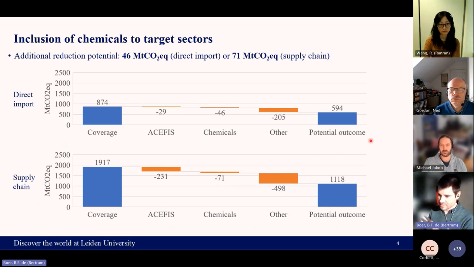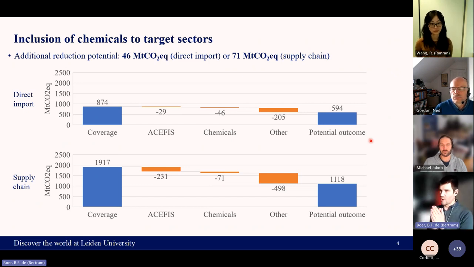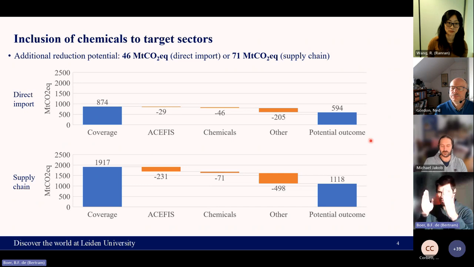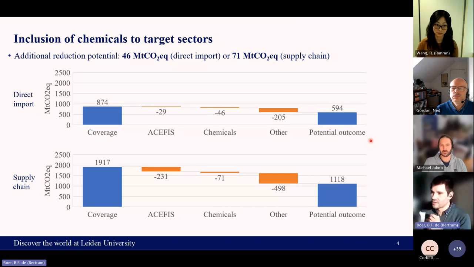In short, what we did was to explore what would happen if the scope of CBAM would be expanded to the entire global value chain of EU supply. We looked at the potential reduction that could be achieved if the non-EU actors would operate at an EU 27 average. And then we looked at how the scope could be increased in terms of sectors to increase the greenhouse gas reduction potential of CBAM even more.